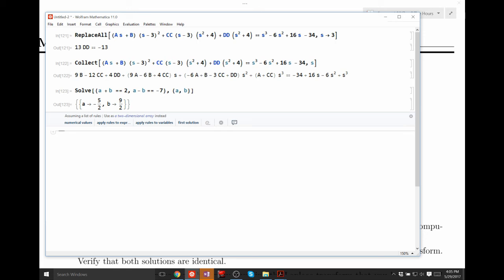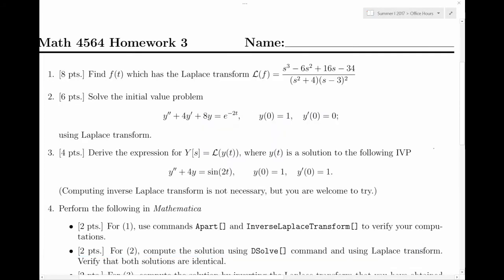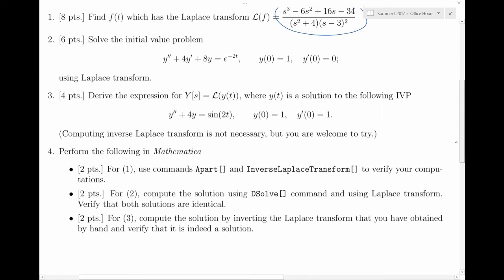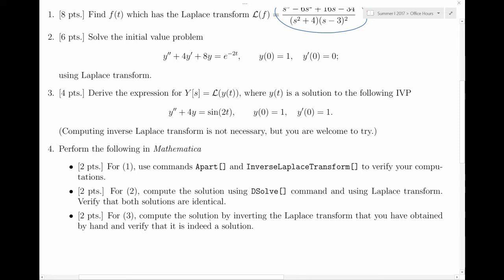For problem 3, it's okay to stop when Y of s has a complicated form, like for example this fraction right here. So once you obtain an expression like this, you're pretty much done with problem 3 in the homework. You will need to compute the inverse Laplace transform in part 4, in the third part of this problem.